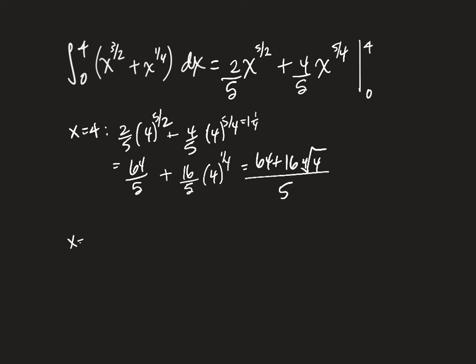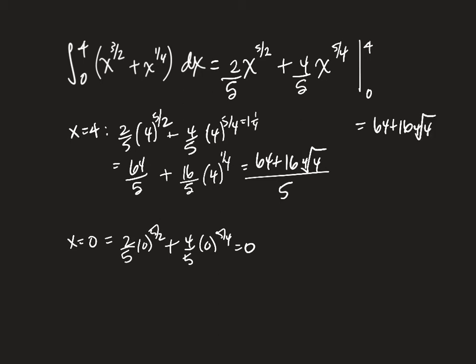And then when x is 0, what do we get? 2/5 times 0 to the 5/5 plus 4/5 times 0 to the 5/4, which is 0. So this result is 64 plus 16 times the 4th root of 4 over 5 minus 0, or 64 plus 16 times the 4th root of 4 over 5 for my final answer.